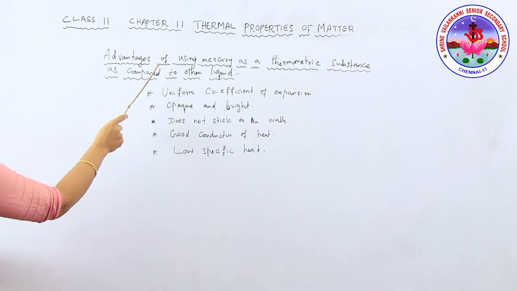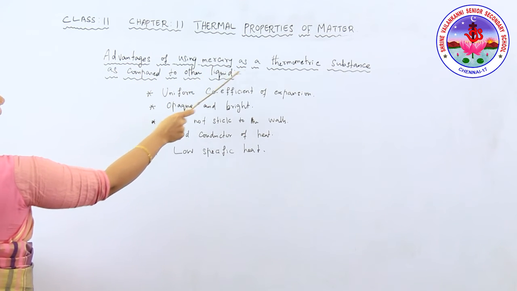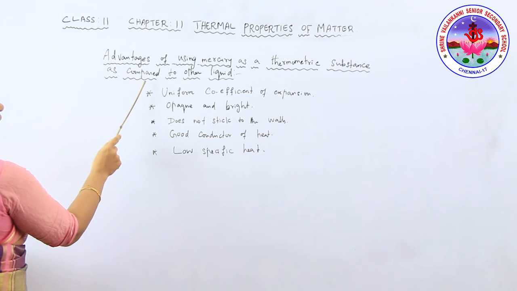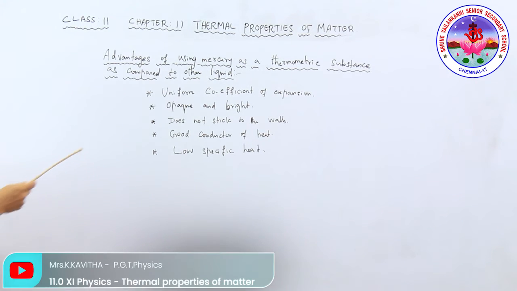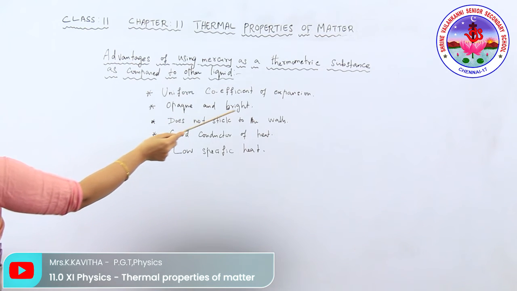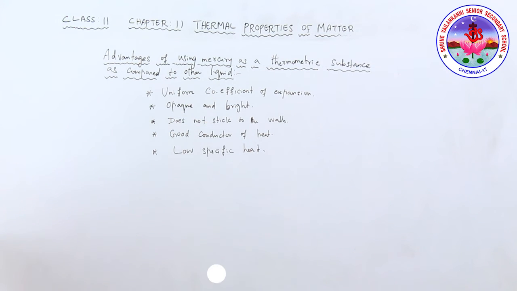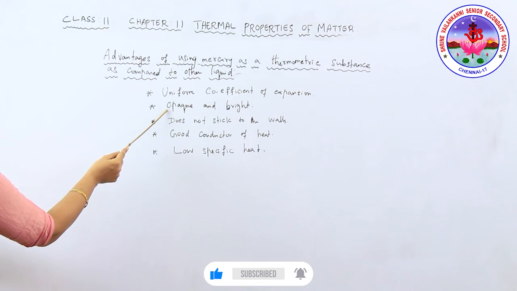The advantages of using mercury as a thermometric substance as compared to other liquids. Actually, it has a uniform coefficient of expansion; that is, over a wide range of temperature, it has a uniform coefficient. The next one is that it is opaque and bright, so its level can be seen easily in the glass tube.